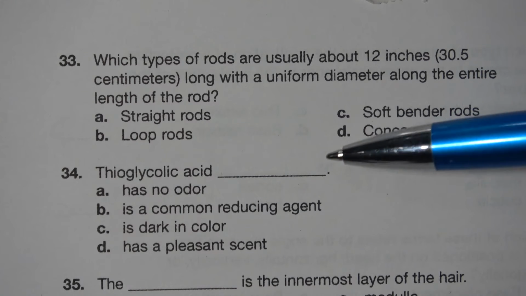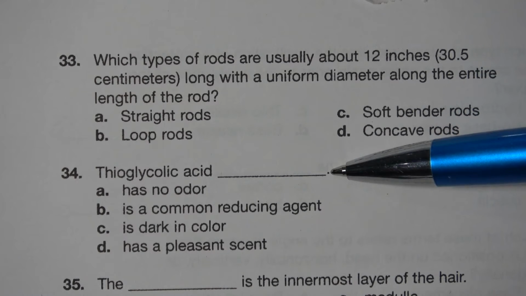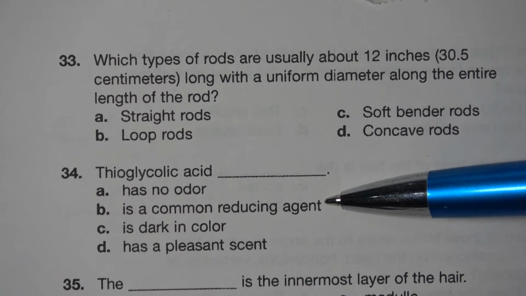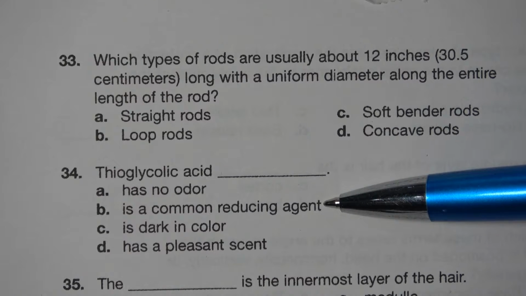Number 34, thioglycolic acid, blank. Is it A, has no odor, B, is a common reducing agent, C, is dark in color, or D, has a pleasant scent? And your correct answer is B, is a common reducing agent.